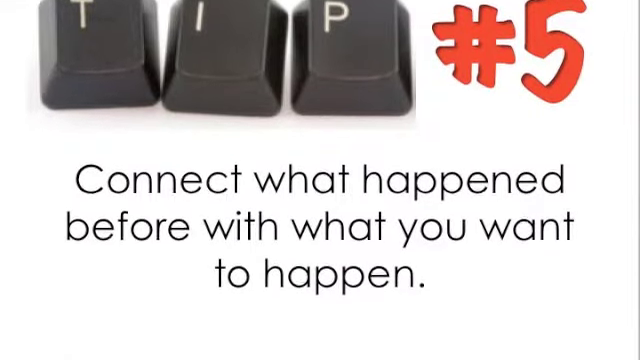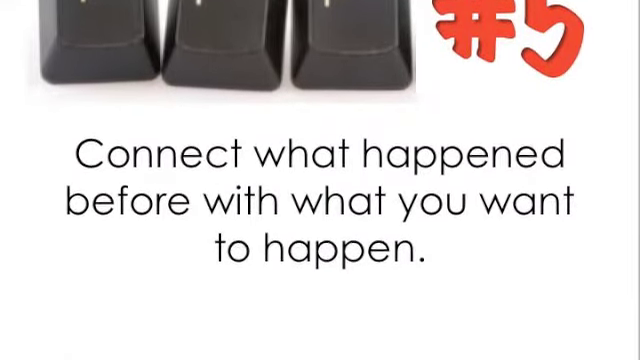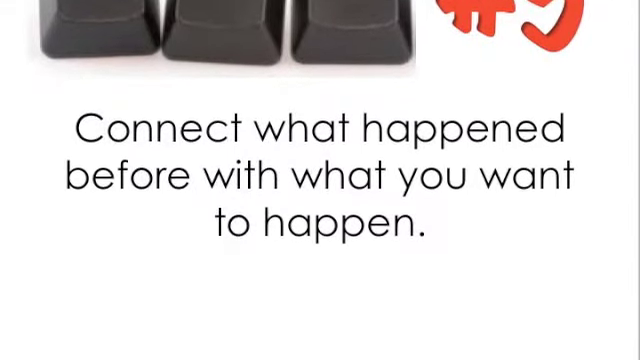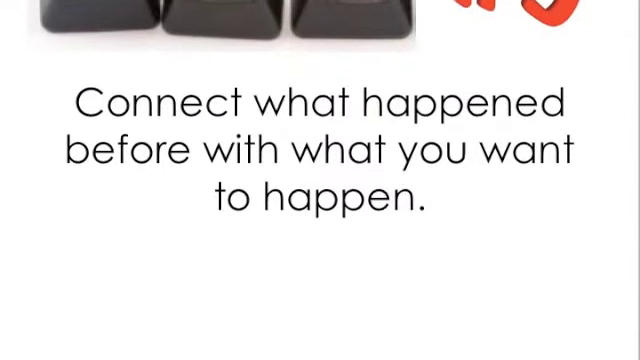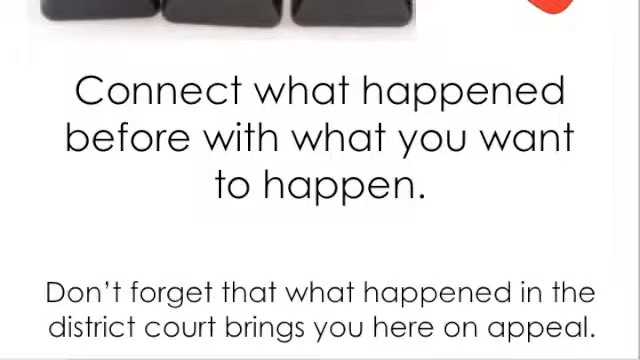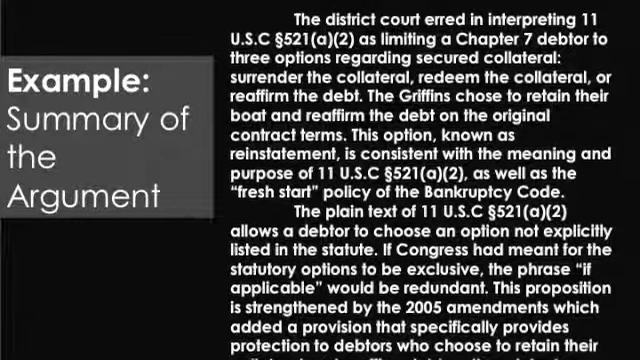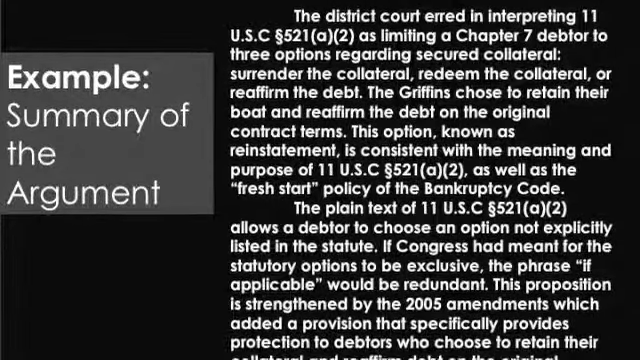Tip number 5. Make the connections between legal, factual, and policy issues with what the trial court did and what the appellate court can do for you. Do not forget that what happened in the district court is what brings you here on appeal. Let's take a look at one example of a summary of the argument.